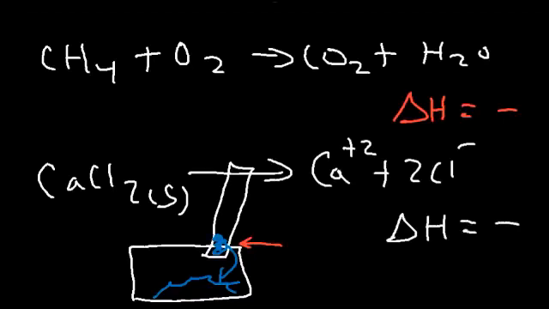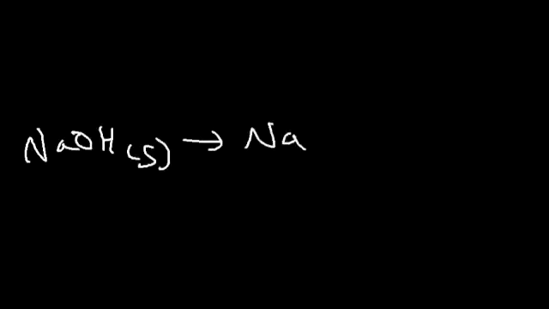Another example is sodium hydroxide. When sodium hydroxide dissolves in water, it too releases a lot of heat energy. If you pour sodium hydroxide into a cup of water, and you have a thermometer inside, you'll see the temperature go up. And so a lot of these dissolution reactions are highly exothermic. But there are some that are endothermic. You just have to find them.